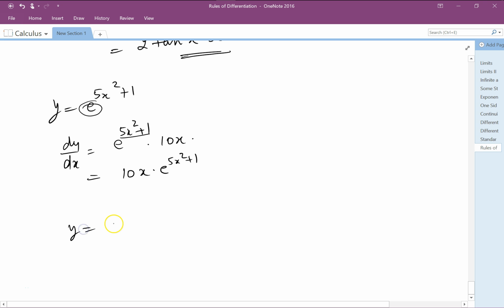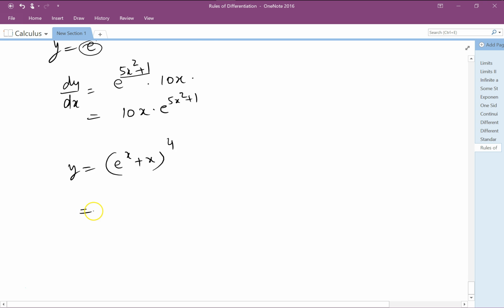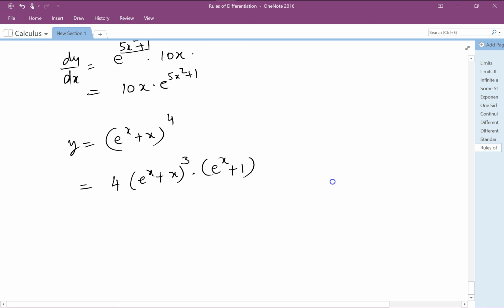Let's say y is equal to e to the power of x plus x to the power of 4. So here what you do? 4 e to the power of x plus x cube. Then the derivative of the expression inside. So e to the power of x plus 1. Can leave it as it is because there is no other simplification that can be done. You can put this inside the bracket.